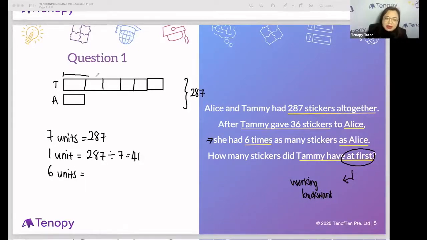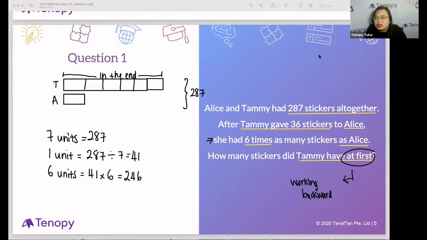Remember, this is Tammy in the end. So I'm looking for my 6 units. I take 41 multiplied by 6. What will be my answer if I take 41 multiplied by 6? Very good. You get 246. Is that my answer? Is that going to be my final answer as 246? No, right? So what is my next step?